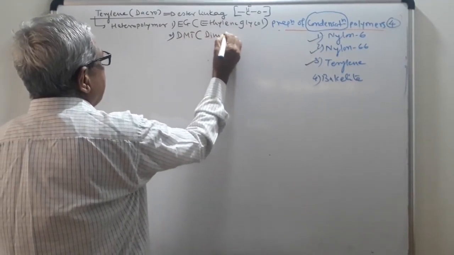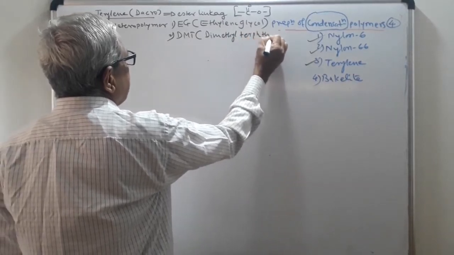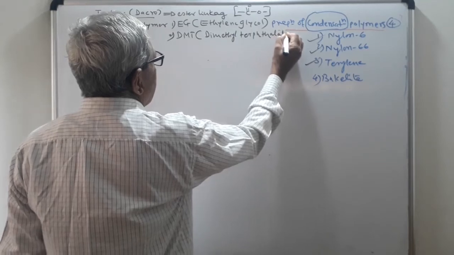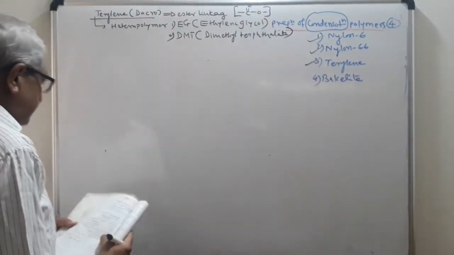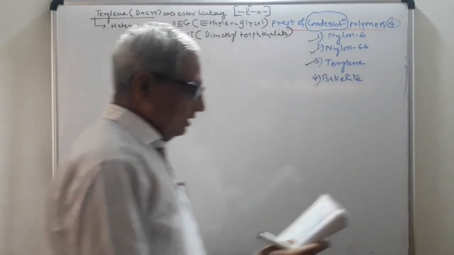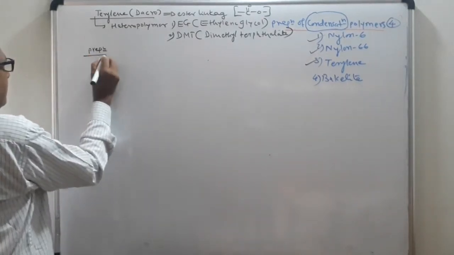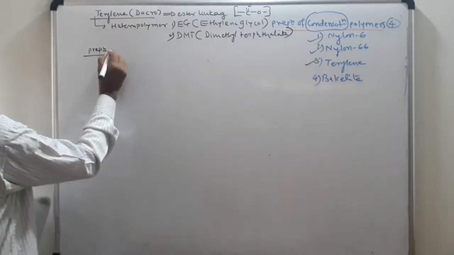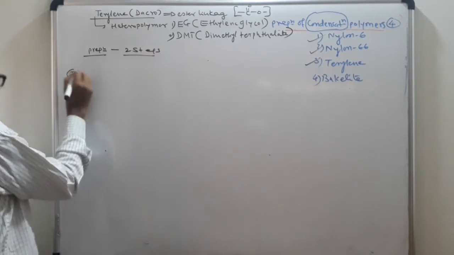dimethyl terephthalate. Dimethyl terephthalate. Now see the preparation here. So these are the points here. Preparation of terylene. It is a two-step reaction. So I will explain the first step.